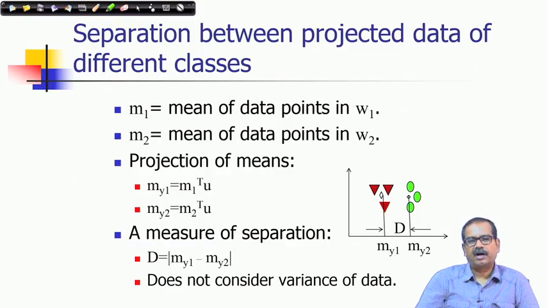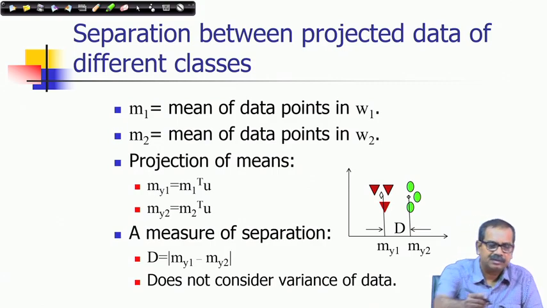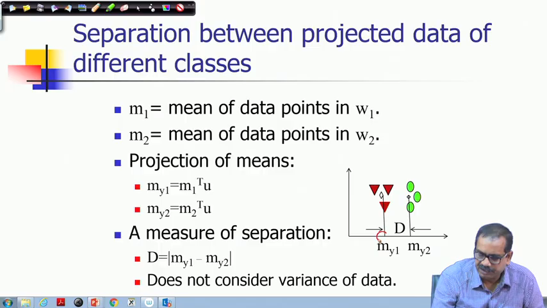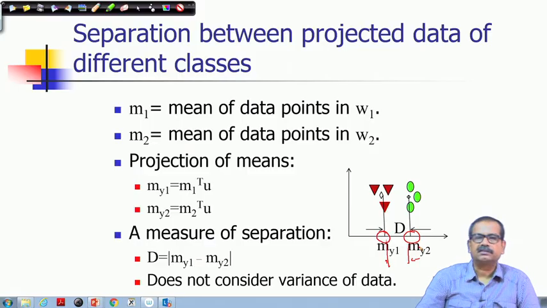Ideally, you should have the data points closely spaced around the mean, and they should be largely separated. Those are the desirable cases for this projection, but that is not captured simply by the value d.